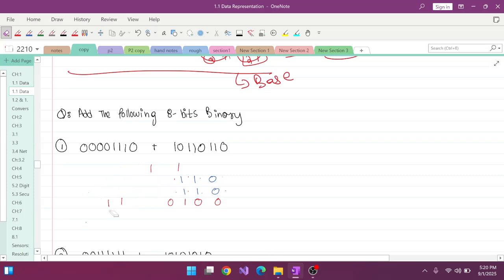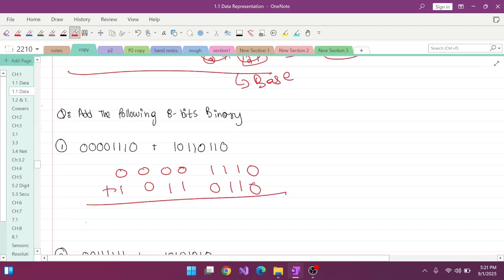So these are two numbers, each of 8 bits. You will just write the number 0 0 0 0 1 1 1 0 like this, and then 1 0 1 1 0 1 1 0. You have to add them.